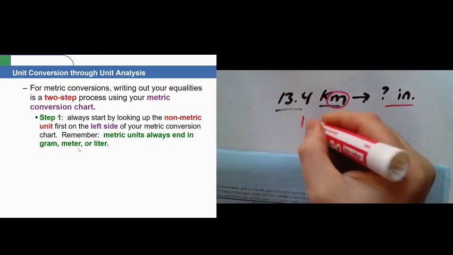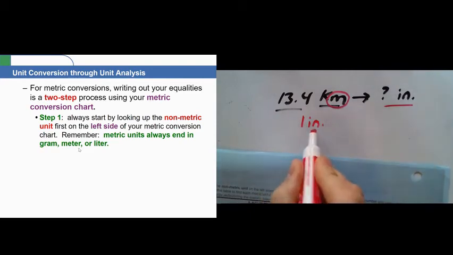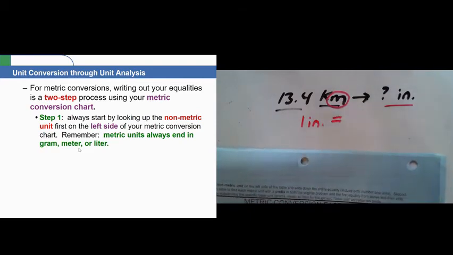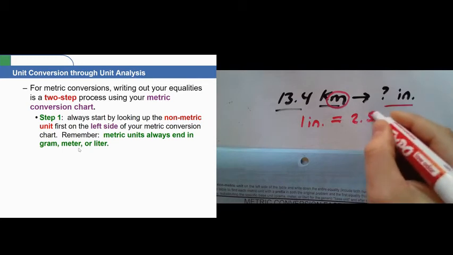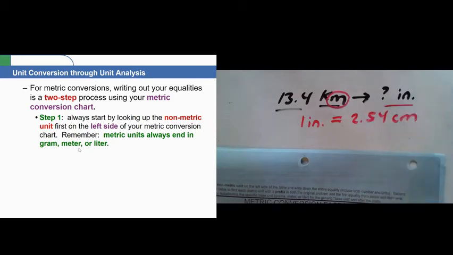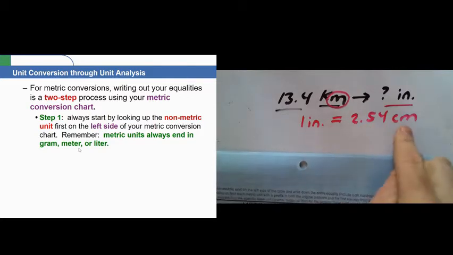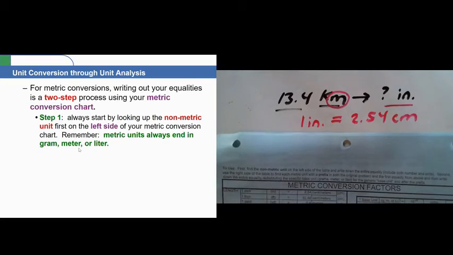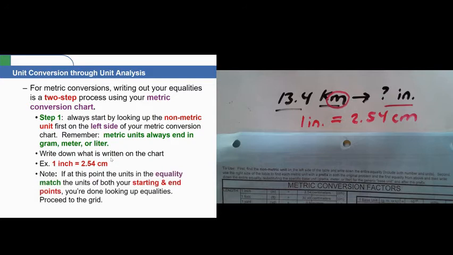I go 1 inch, number and unit, is equal to 2.54 centimeters. All right, and I write down the number unit equal to number unit, just like it shows on the left-hand side. All right, so you write down what is written on the chart. Again, for example, 1 inch is equal to 2.54 centimeters.